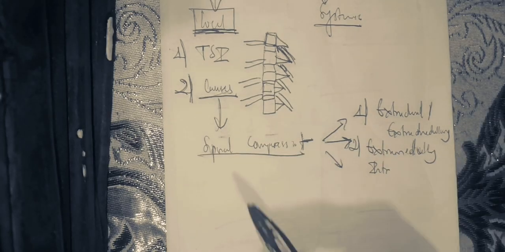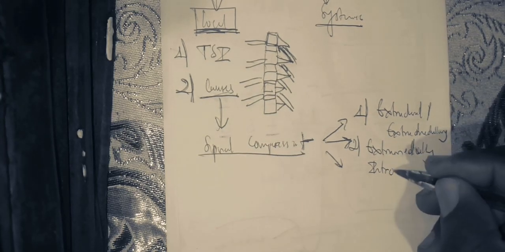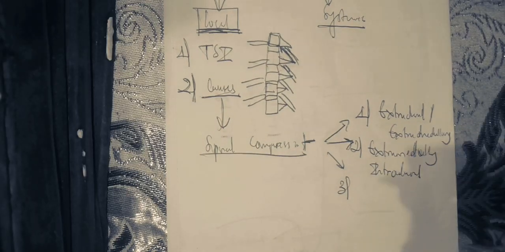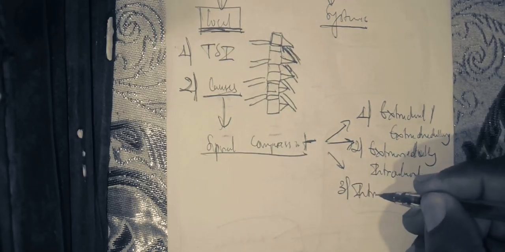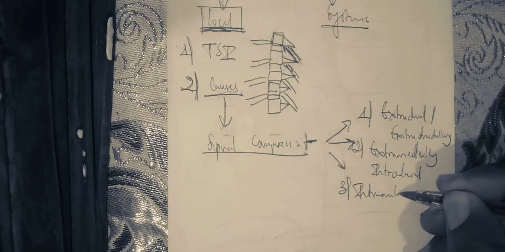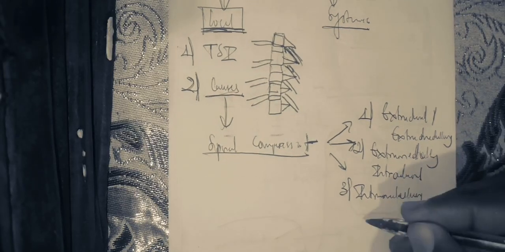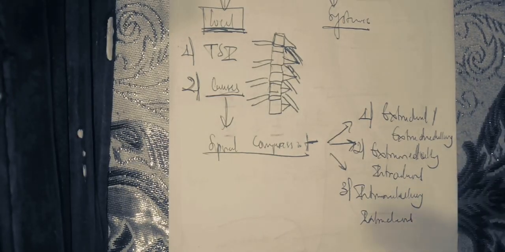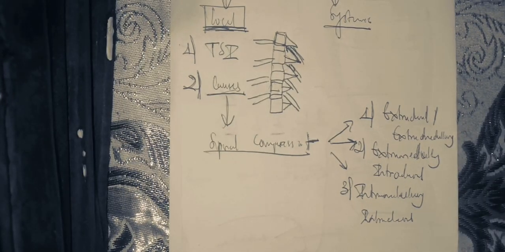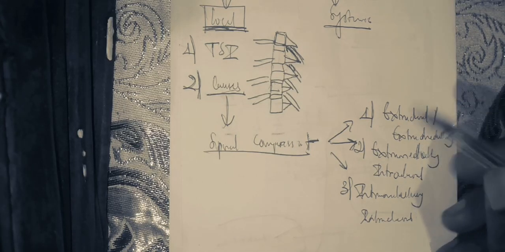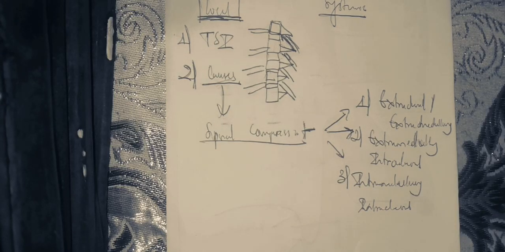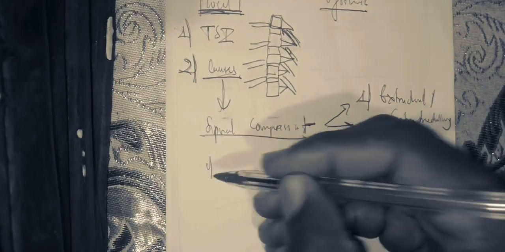So the second cause of spinal cord compression is extramedullary and intradural. The third cause of spinal cord compression is intramedullary, that is inside the parenchyma, and intradural. Is it clear? So those are the three major causes under which we have spinal cord compression. Under extradural and extramedullary is any pathology of the bones and the disc.